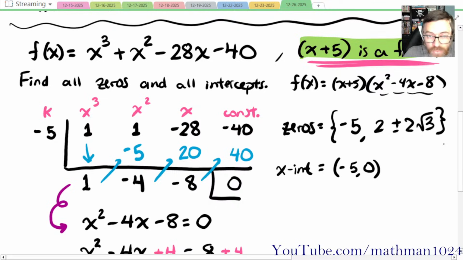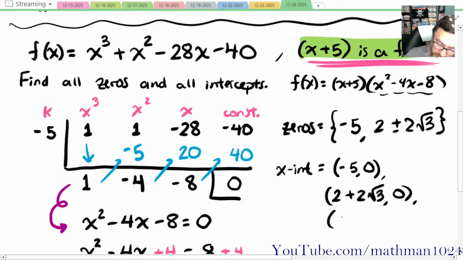Because these guys are real, they give us the following x-intercepts. So 2 plus 2 square roots of 3 comma 0, and 2 minus 2 square roots of 3 comma 0.